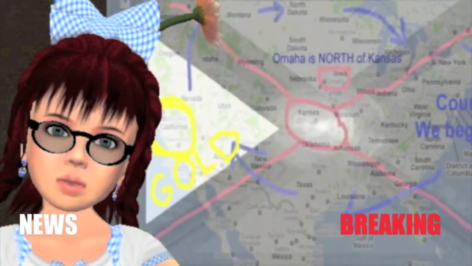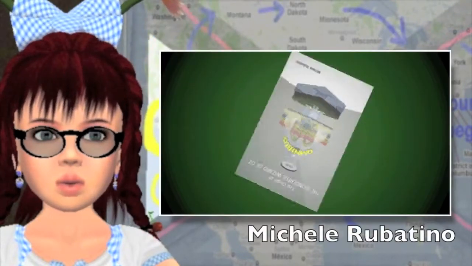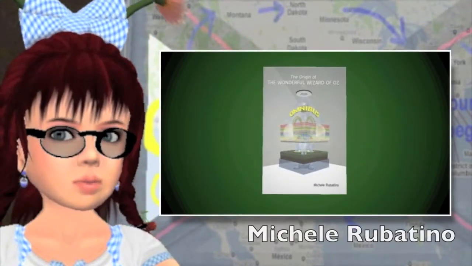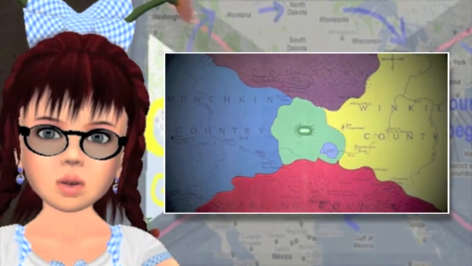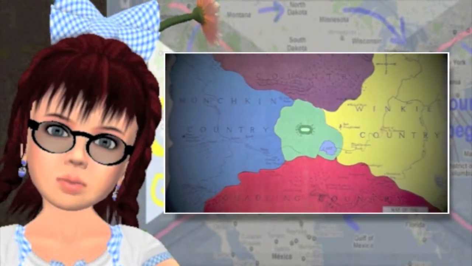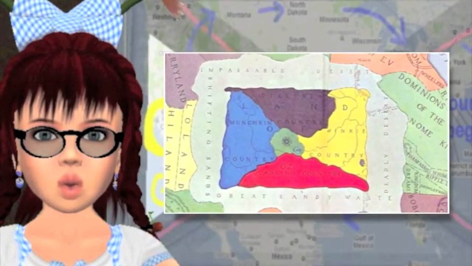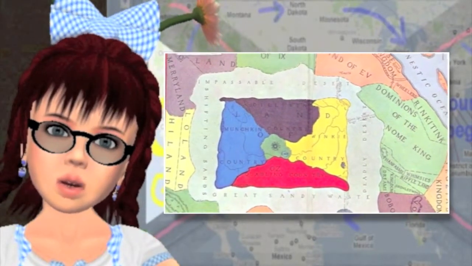Breaking news! Michelle Rubatino, author of The Origin of the Wonderful Wizard of Oz, has discovered the source to the mystery maps published in L. Frank Baum's Tik-Tok of Oz. No other has revealed the source of the mystery maps until now.